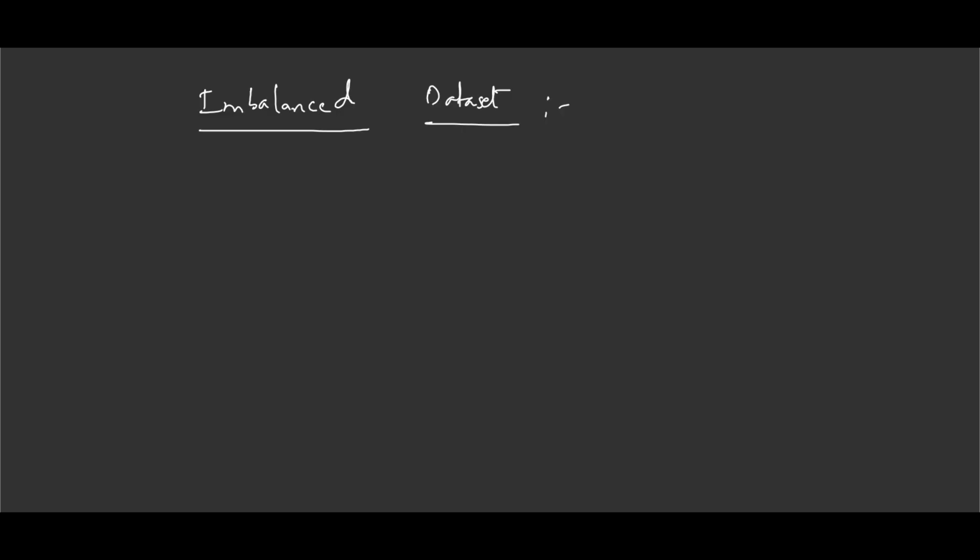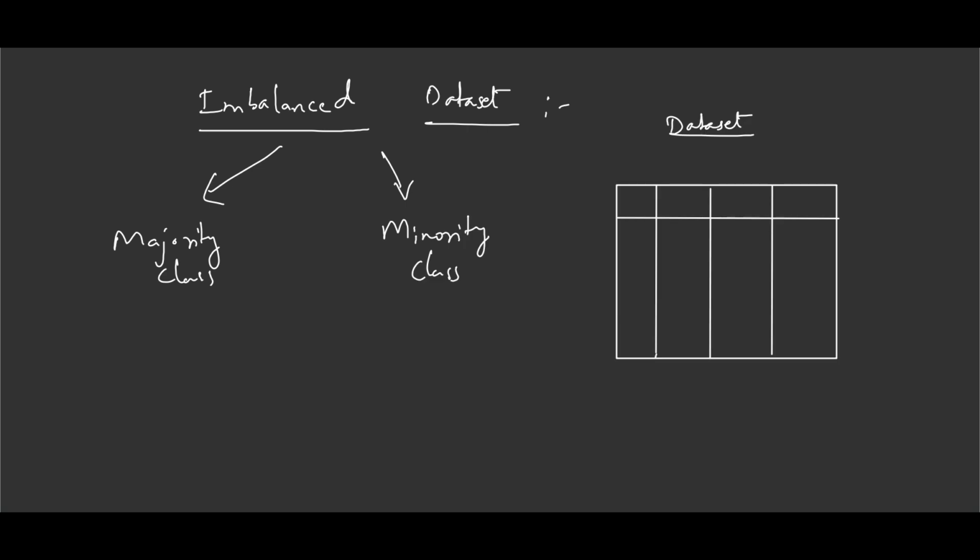So this imbalanced dataset typically has something called the majority class and the minority class. So let's take an example. I'm taking a data set where I'll have some male and female categories. This is just for simplicity, so I'm just taking a small example.